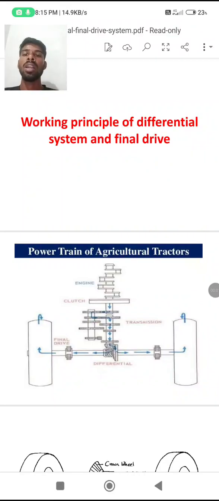Hi everyone. Working principle of differential system and final drive.